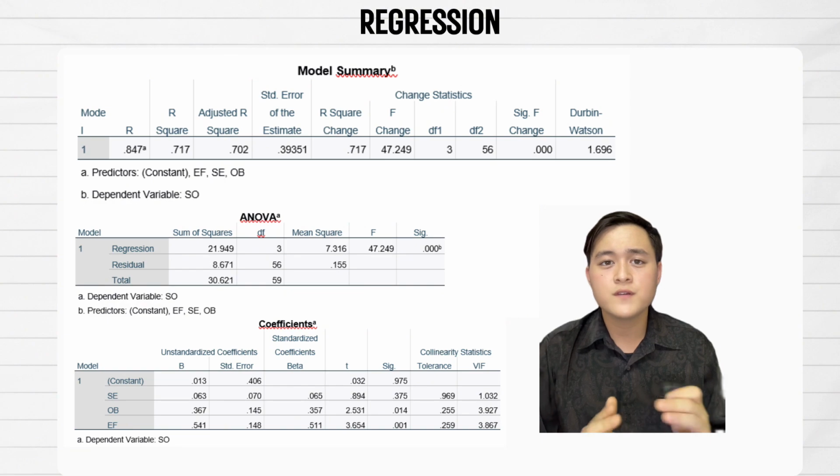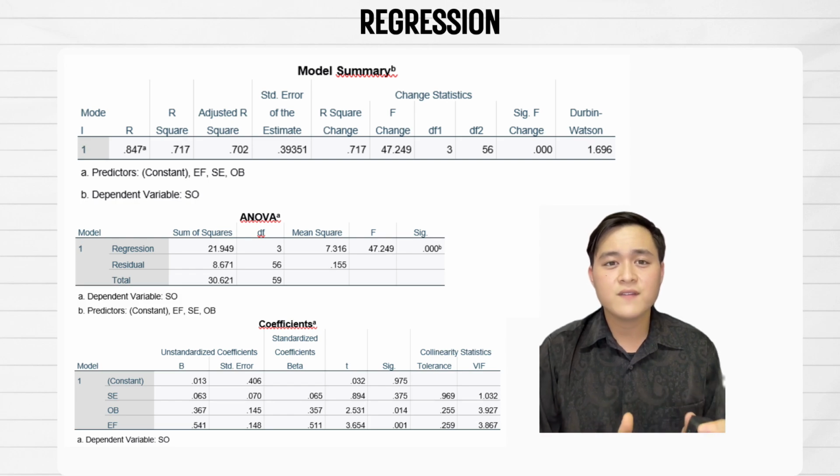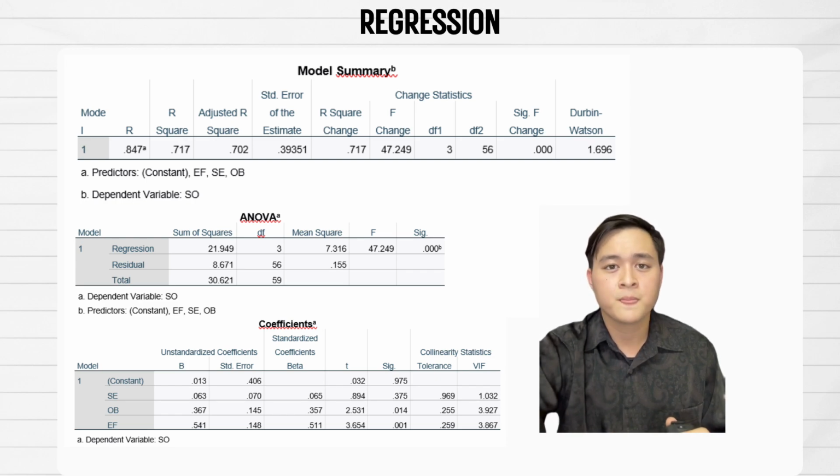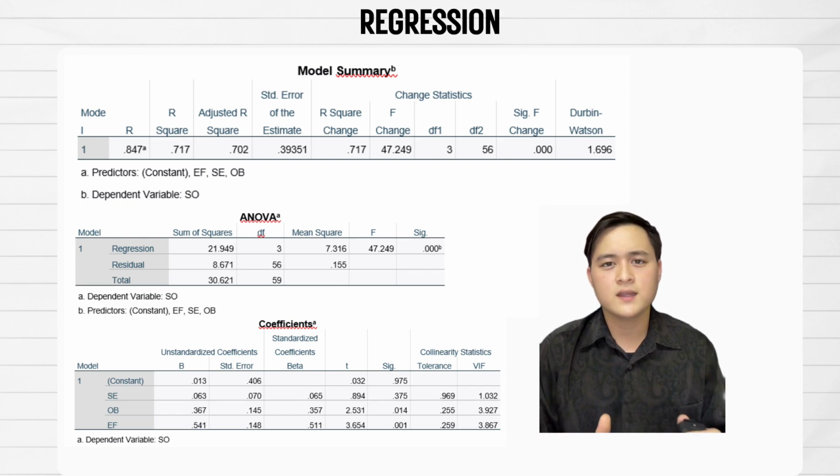Next is the coefficient summary. The coefficients table reveals that EF and OB are significant predictors of the SO. The EF has the highest unstandardized coefficient with 0.541 and the standardized beta 0.511, followed by the OB with unstandardized 0.367, and the beta is 0.357. Both are statistically significant, with p equal to 0.001 and another p of 0.014.